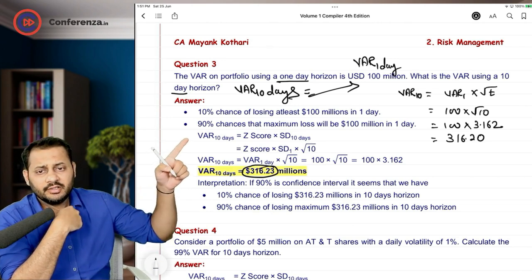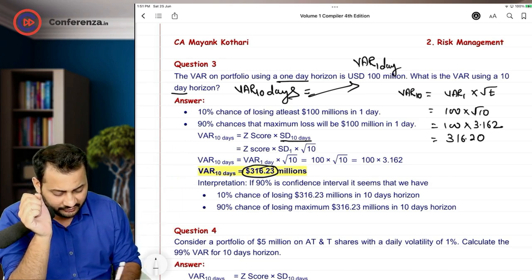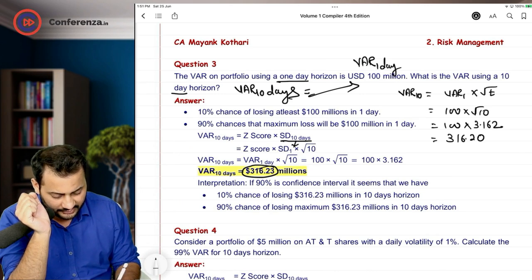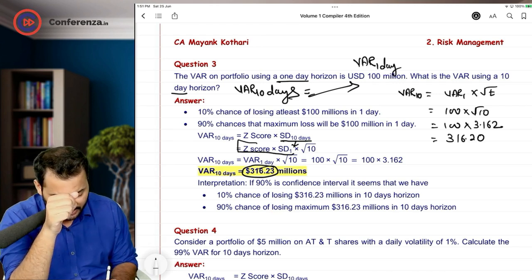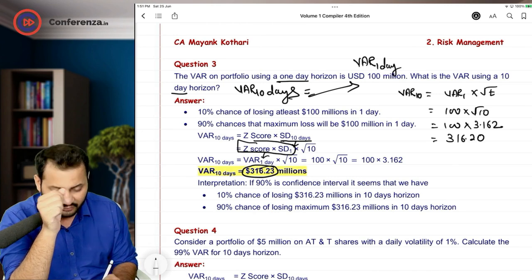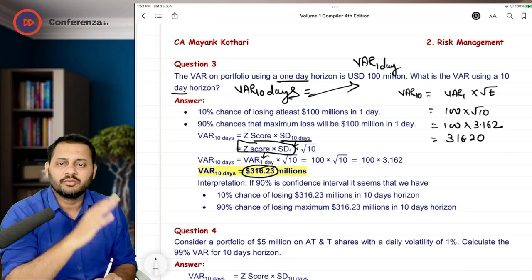What has been done here is VAR for 10 days is equal to z-score and standard deviation for 10 days. And standard deviation for 10 days is nothing but standard deviation for 1 day into under root T, under root 10. And this z-score into standard deviation of 1 day is nothing but VAR for 1 day. That has been given in the question. So we have calculated this.